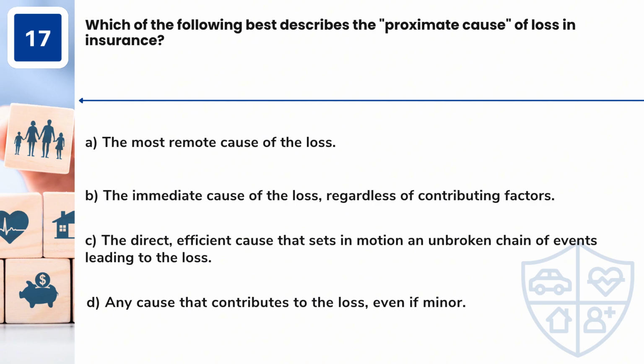Question 17. Which of the following best describes the proximate cause of loss in insurance? A. The most remote cause of the loss. B. The immediate cause of the loss, regardless of contributing factors. C. The direct, efficient cause that sets in motion an unbroken chain of events leading to the loss. D. Any cause that contributes to the loss, even if minor.